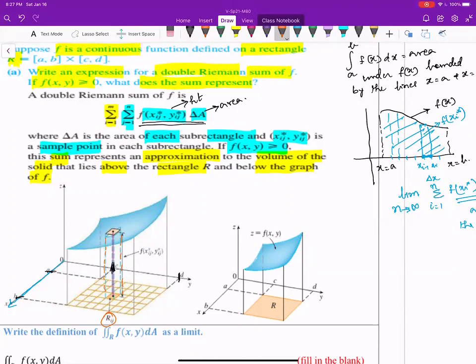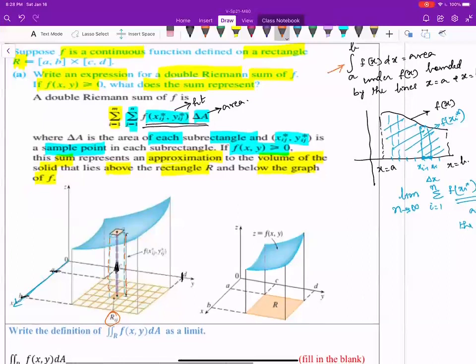So we get lots of volumes and we add them all to give the Riemann sum. That is going to be approximated and written as a double integral. An infinite Riemann sum can be written as a definite integral. So we do this for double integrals, and we are going to have a double integral notation.